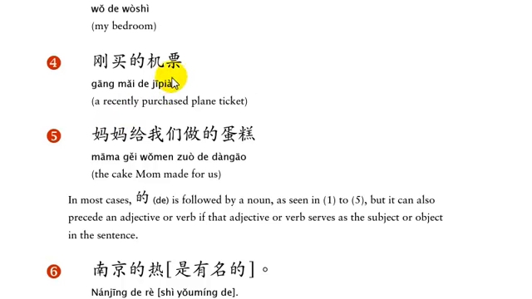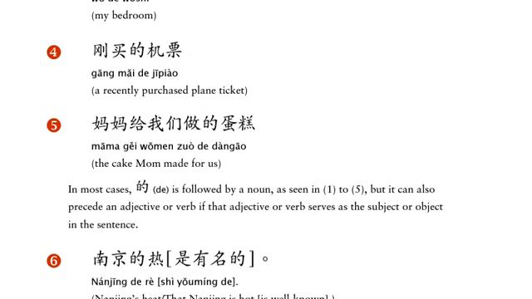Here's a ticket. 机票. Okay. It could be a plane ticket. It could be a train ticket. It could be a bus ticket. Or it could be the ticket you just purchased. 刚买. Just bought. A recently purchased plane ticket. Just bought. 刚买的机票. 刚买的机票. A recently purchased ticket.